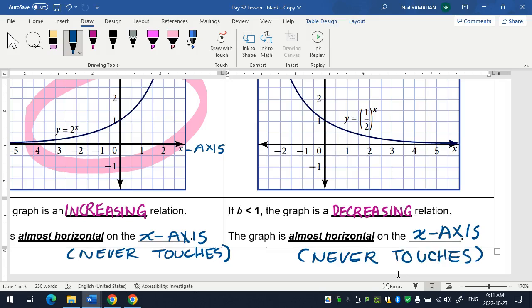Okay? So now we know the basic features of any exponential function. We know why it cannot be a negative base, because it gives you dots, and you cannot call dots a function or a continuous function. And you know it will never, ever touch the x-axis.